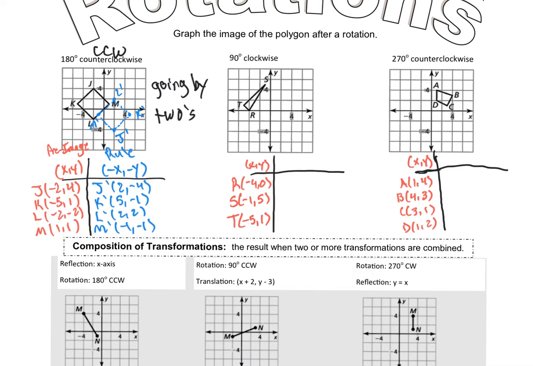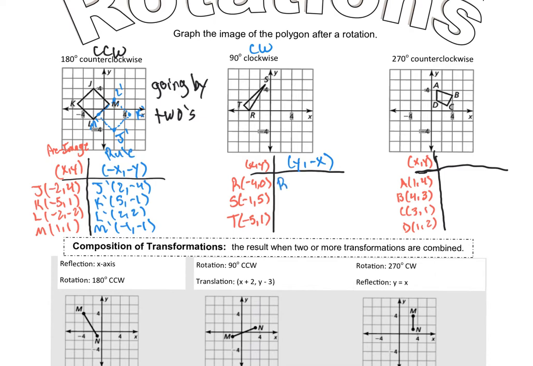I've got a 90 degrees clockwise rotation. So you might see this sometimes as CW for clockwise. And we look at our transformation cheat sheet. You'll notice that the rule for a 90 degrees clockwise rotation, which is the same thing as a 270 degree counterclockwise rotation, is Y comma negative X. That's our rule for this one.